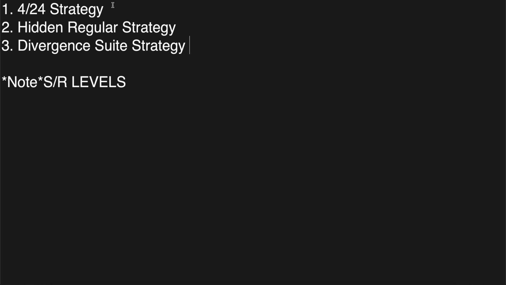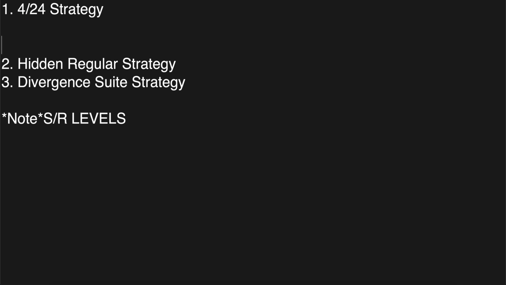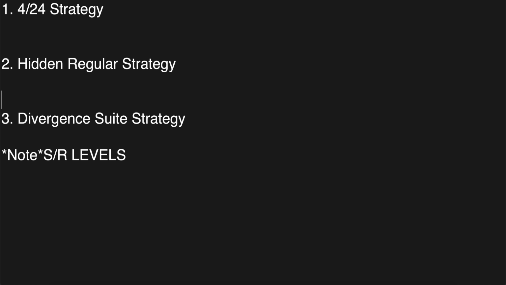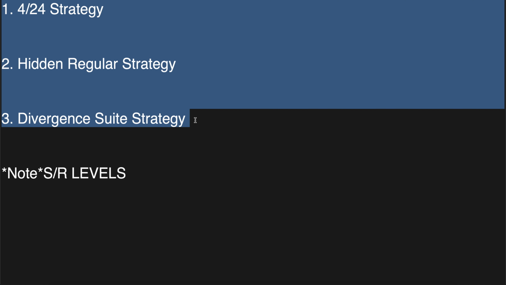So the first strategy I want to talk about, which is actually the easiest one to use, especially if you're new to using Market Cipher or just trading in general. Of course, all these strategies involve using the indicator Market Cipher.